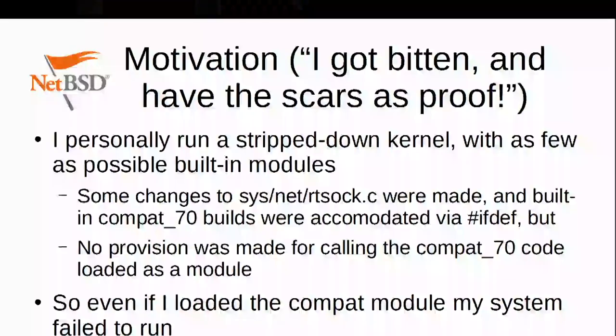I have, at peak runtime, about 70 modules running, and this is all the stuff that gets loaded dynamically when needed. So one of the things that got changed one day while I was running, somebody changed the way getifaddrs works. They changed the code in rtsock.c. And my kernel didn't work anymore. Even if I loaded the compat module, it had all the compat code in the world built in, but it didn't work. Turns out that if you hadn't defined the compat macro when you built your kernel, there was nothing to call the compat code. It didn't matter if you had the code available. If you don't call it, it don't work.